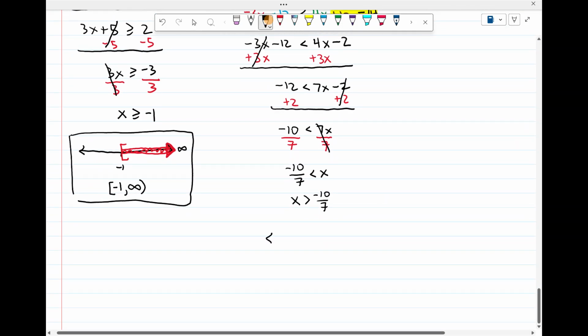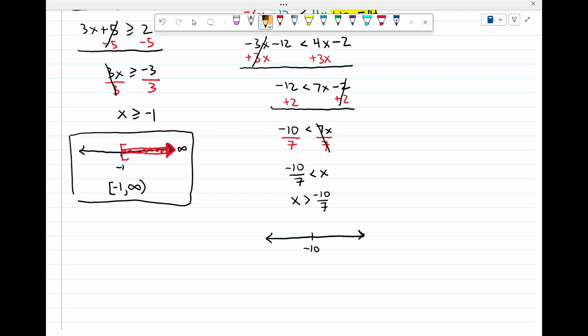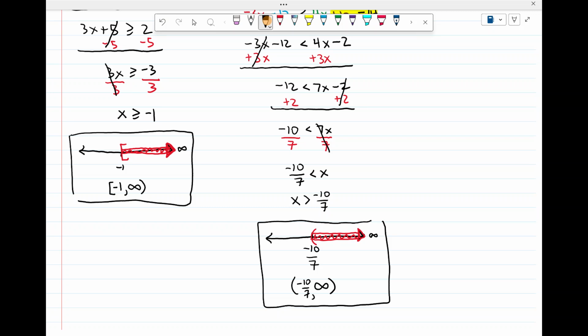All right, let's express our answer on a number line. So negative 10 over 7 would be about right here. And we want all the numbers that are greater than, so we go to the right. And again, since it's greater than and not greater than or equal to, we use the curved bracket. And let's express this in interval notation. This will be in between negative 10 over 7 and positive infinity. And we are done. Here is my solution set expressed two different ways.